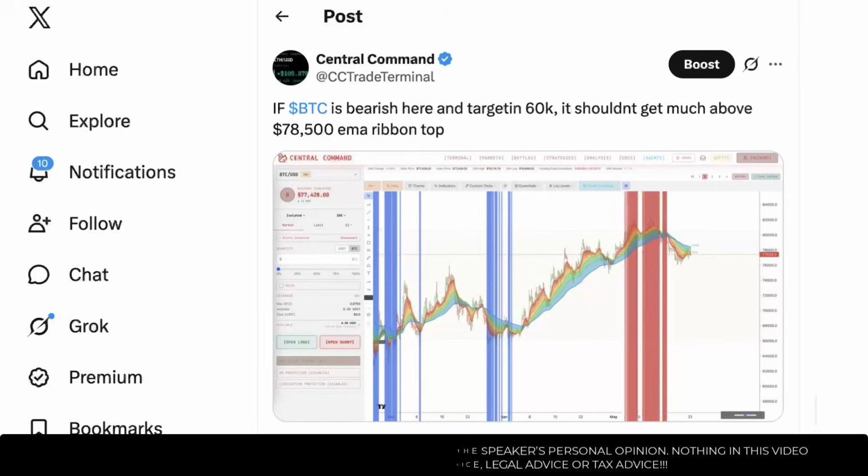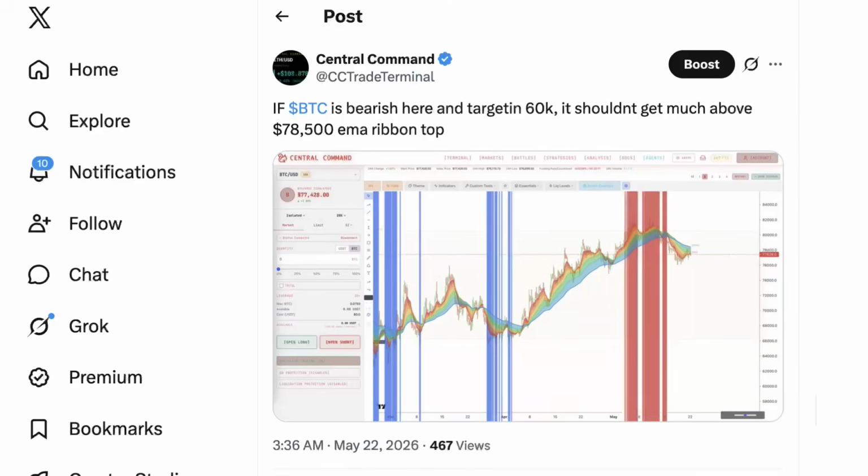Okay guys, so I want to show you something very cool here with the Central Command cheat code overlays and how well it has actually worked and how it called this entire move to the downside. So you can see over here, even on May 22nd, I posted this on the official X account of Central Command where we had the red warning sign.